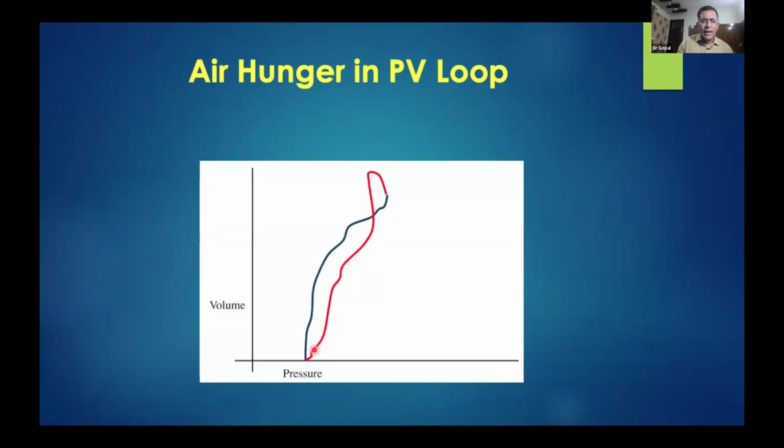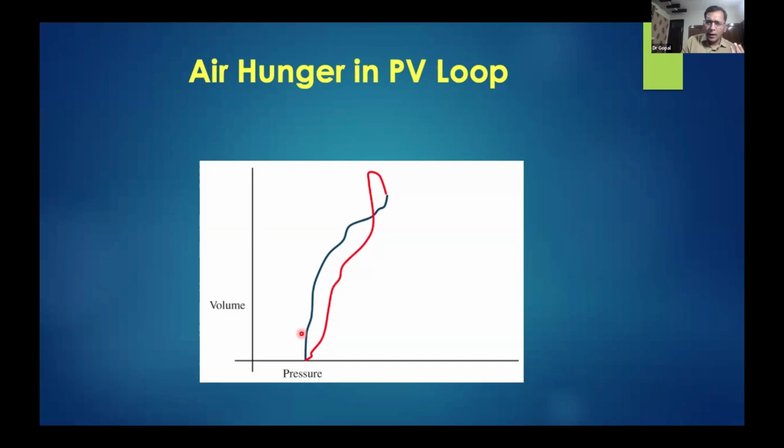There will be a figure of 8 or air hunger loop in a PV loop. Ideally, it should start off at this point and end at this point, but here it will have a figure of 8 appearance. If there is a figure of 8 appearance in the PV loop, you need to increase the flow.